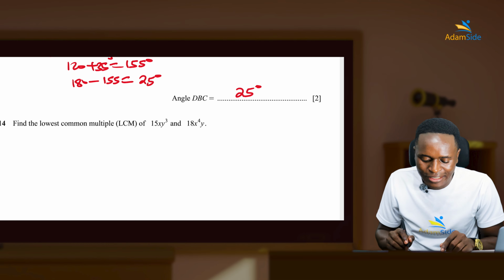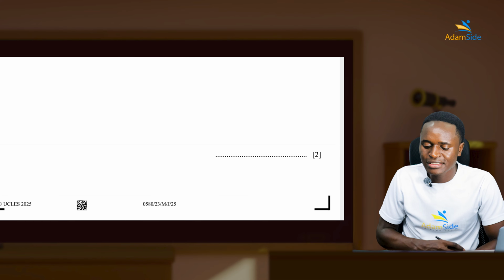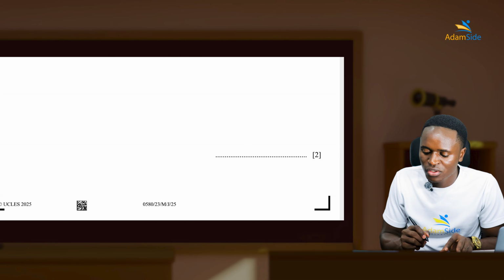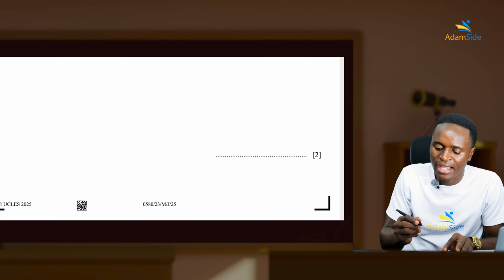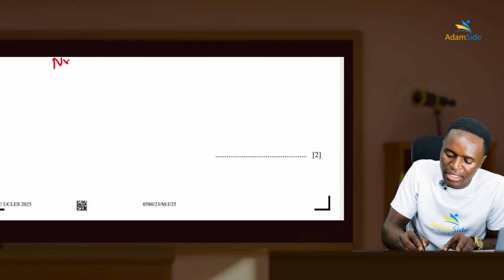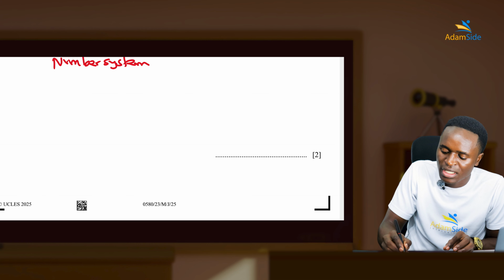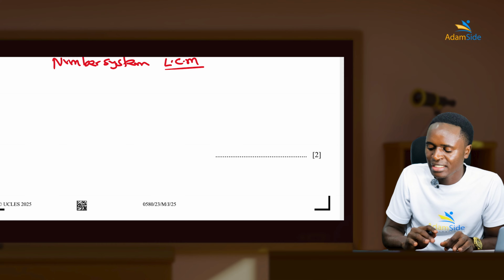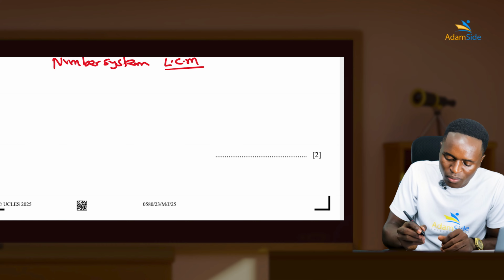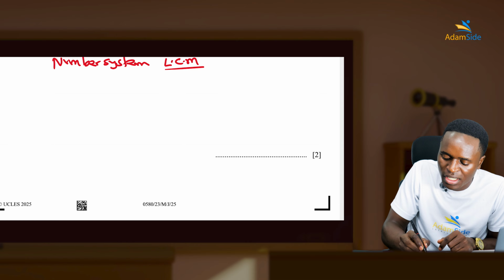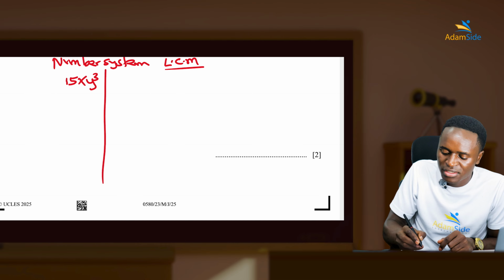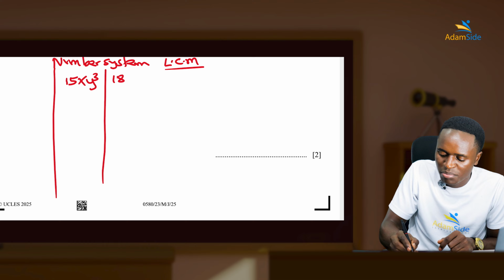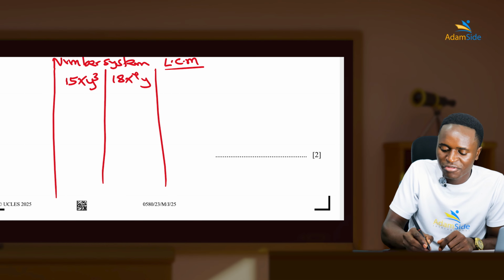Then question number 14. Find the lowest common multiple, LCM, of 15xy cubed and 18x to the power 4 y. This comes from the topic of number system subunit, LCM, least common multiple. Very important question and always easy. So what you just need to do is look for common factors. I'll use the square method, which is the easiest, and I'll draw them there.